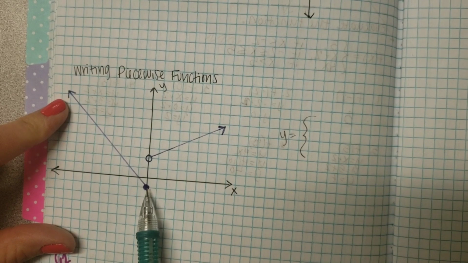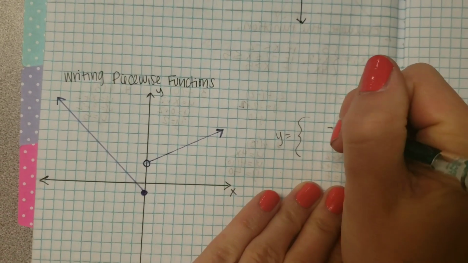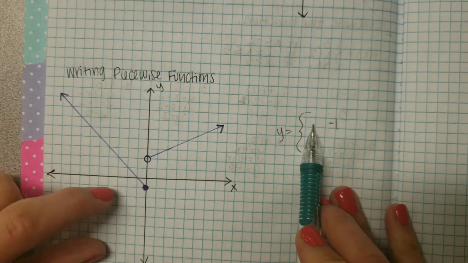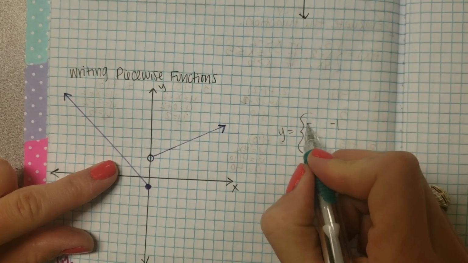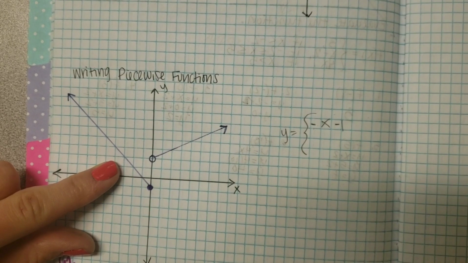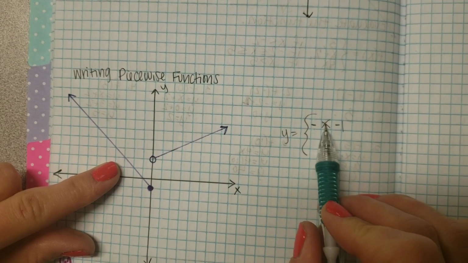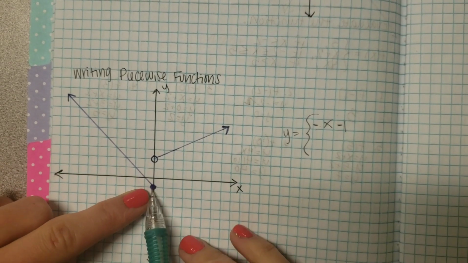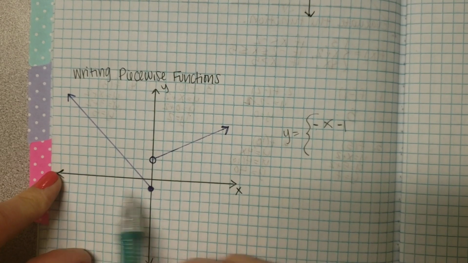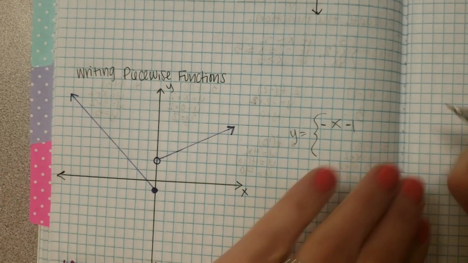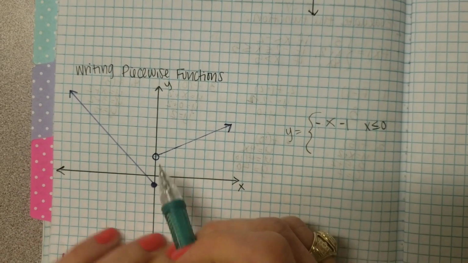So this line, if I'm writing in slope-intercept form, I notice it crosses at -1. And then I'm looking for my slope now. It goes down 1 over 1. So my slope is -1x. So my equation is y equals -1x minus 1. But this is only when x is less than or equal to 0.